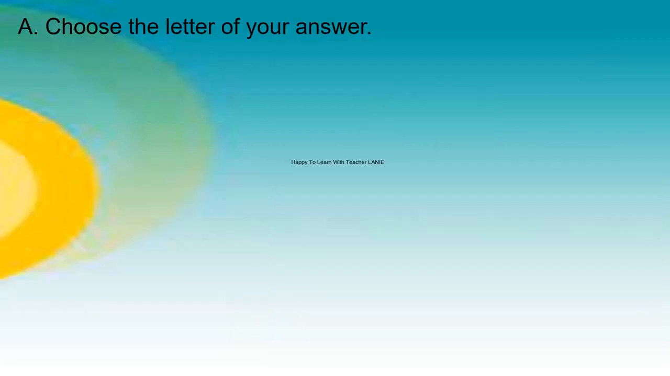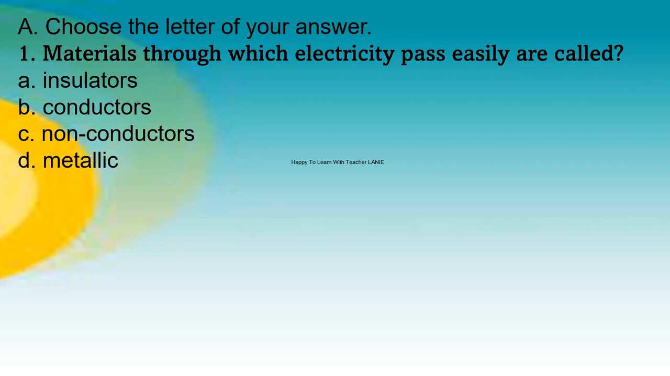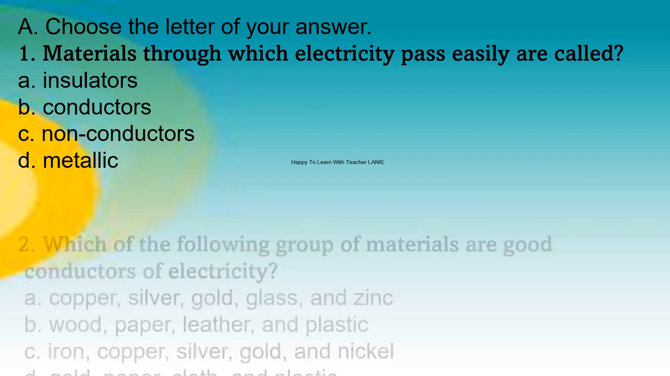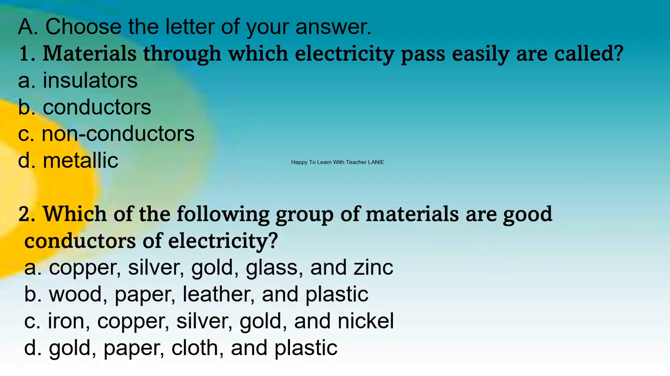Choose the letter of your answer. Number 1. Materials through which electricity passes easily are called A. Insulators, B. Conductors, C. Non-conductors, D. Metallic. Number 2. Which of the following groups of materials are good conductors of electricity? A. Copper, silver, gold, glass, and zinc. B. Wood, paper, leather, and plastic. C. Iron, copper, silver, gold, and nickel. D. Gold, paper, cloth, and plastic.